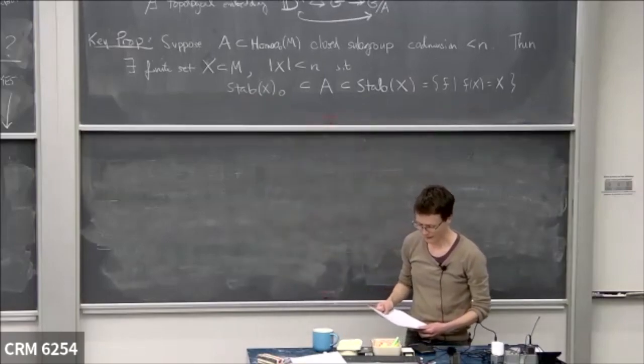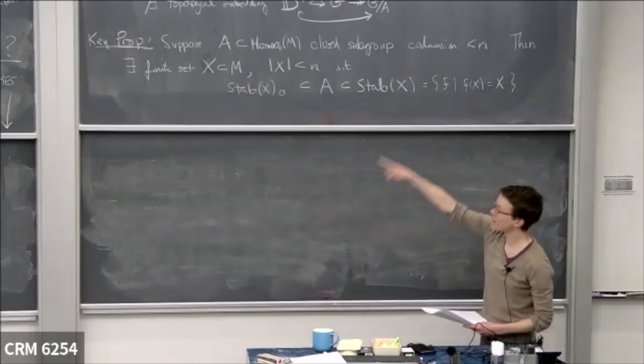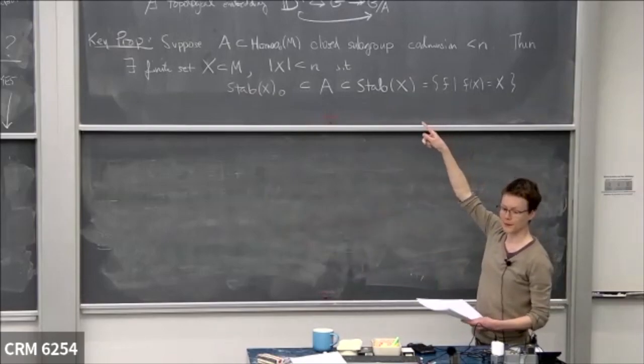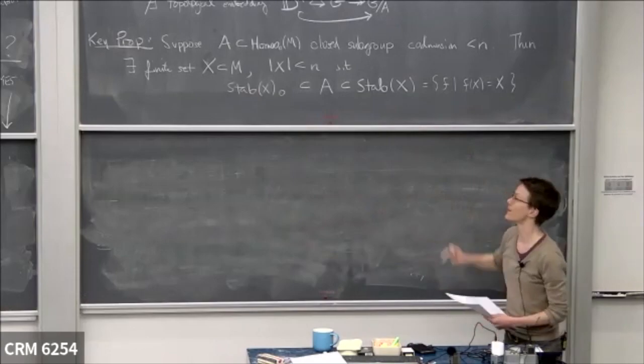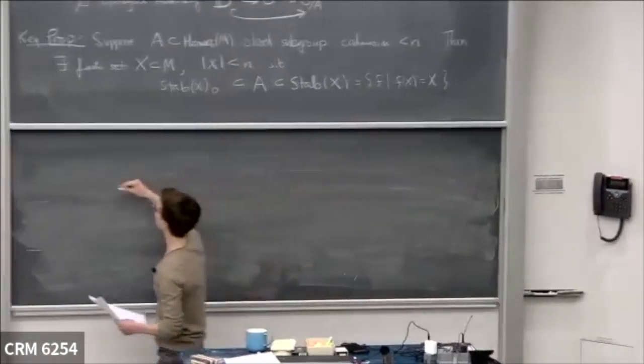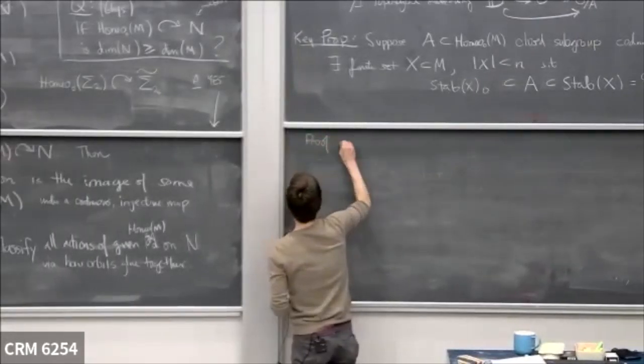Let's prove my theorem given this proposition, and then we're going to prove the key proposition or do as many little steps as we can. What does it say for n equal to 1?